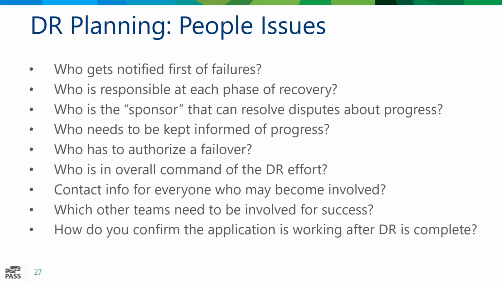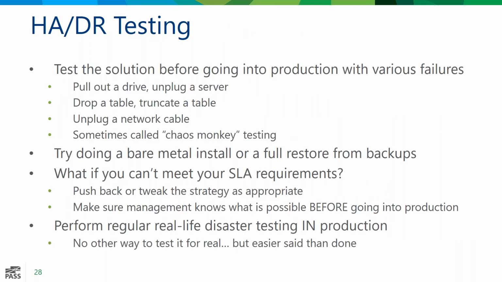So you need to have something in place so you can say, yes, we are completely back up after a disaster. So HADR testing, you want to actually test whatever you've put in place before going into production, if at all possible. So if you've decided, okay, we're going to use availability groups plus log shipping, and after you've done that and built your new environment, then you need to go in and do some things that are sort of unexpected. So just go and randomly pull out a drive from one of your servers or unplug the entire server and see what happens.